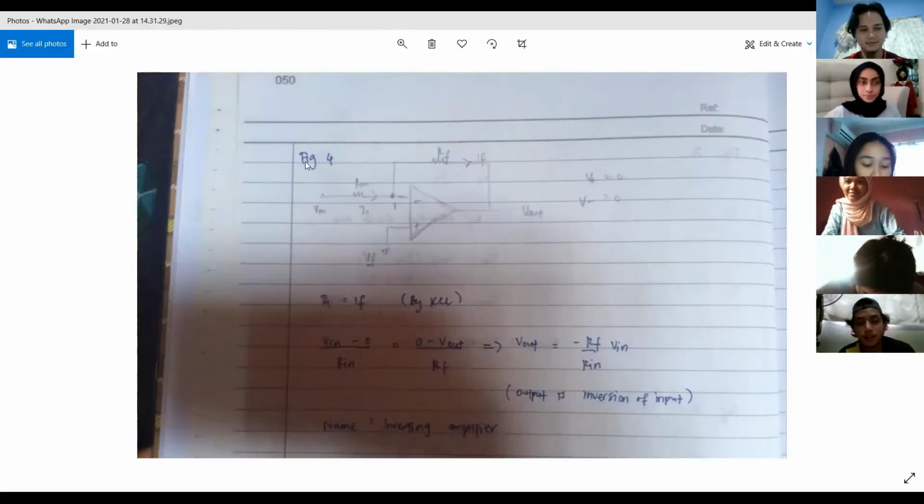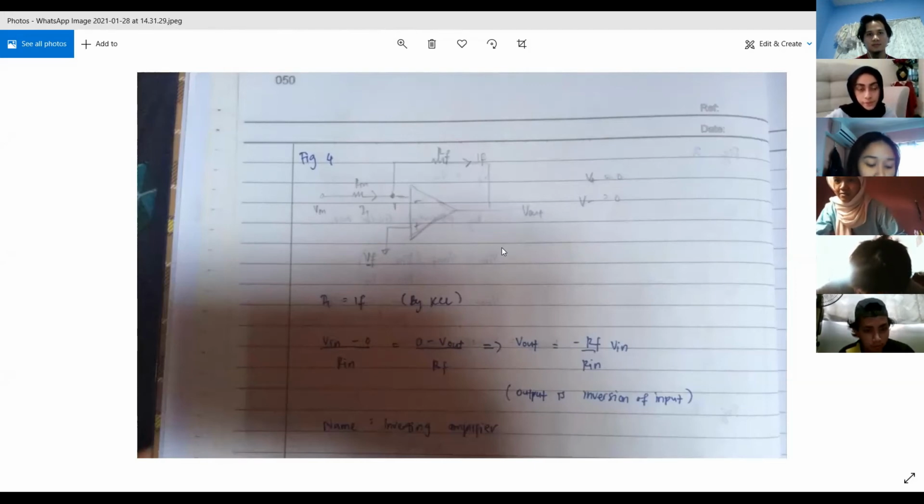Okay, untuk figure 4, nama dia adalah inverting amplifier. So, untuk output formula dia, V out equal to negative RF over R in times V in.